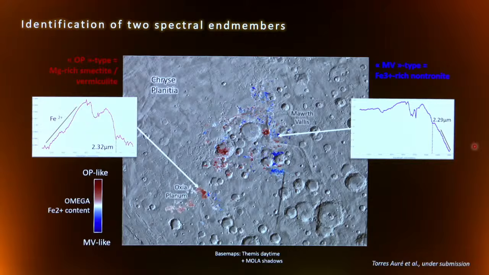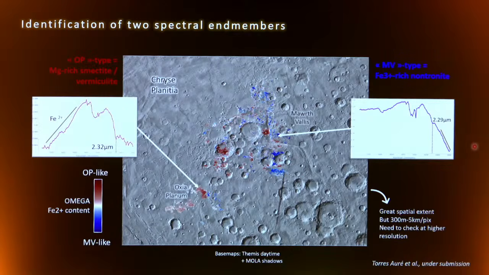So OMEGA is great because it has a great spatial extent, but then we also have a lot of mixing for each pixel. It's between 300 meters to 5 kilometers for each pixel, so we need to check at higher resolution. So we added CRISM mapping to this study, and here you have a summary of all spectral observations.